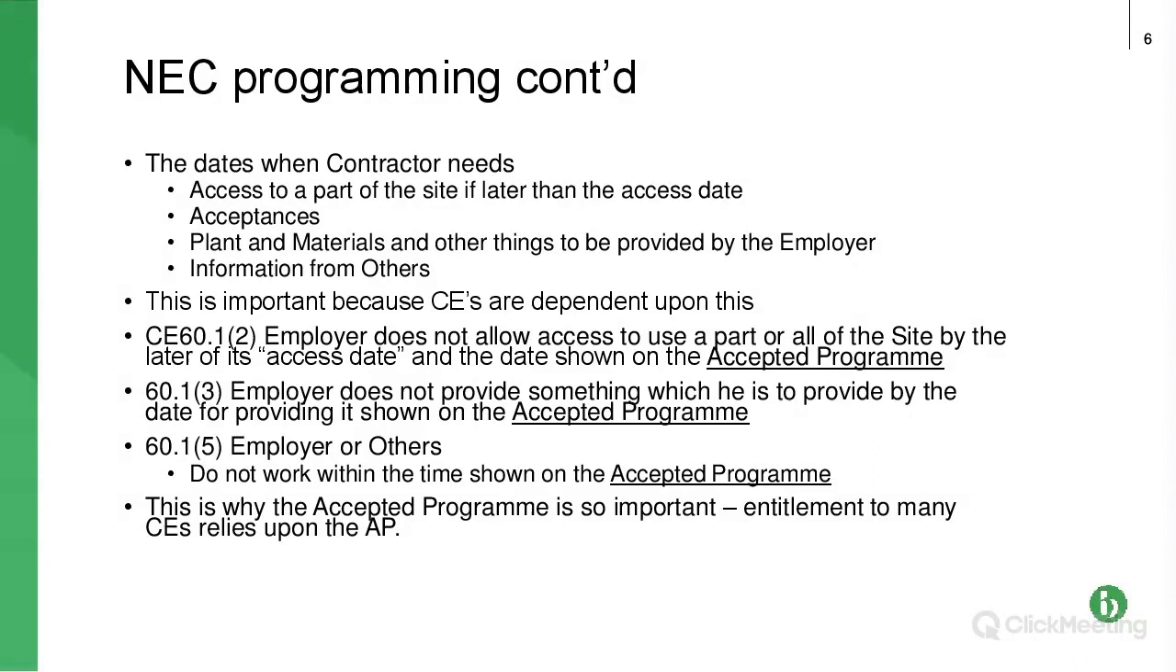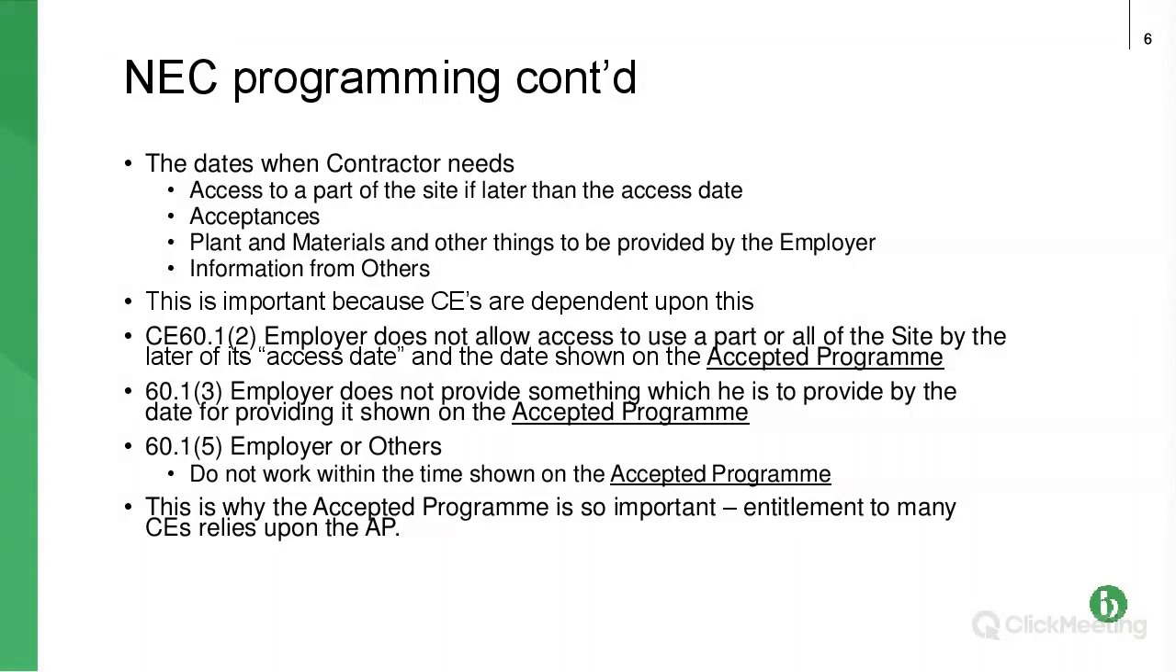Third sub-bullet point, any plant and materials or other things which the employer is to provide, and also any information from others. So that could be third parties, statutory undertakers, it could be parties that are employed by the employer. Others doesn't include, so if you're a contractor, it doesn't include your subcontractors or your suppliers, they are your responsibility.